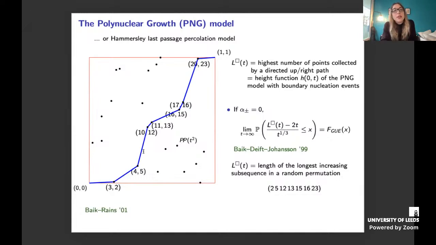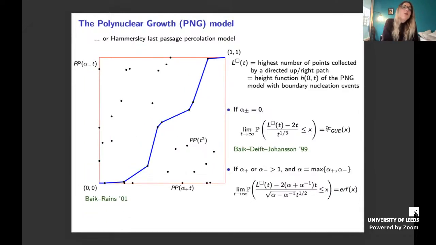For this model, it was proved that the fluctuations of the lengths are described by statistics that are the same as the models in the KPZ universality class, and the fluctuations are described by the GOE Tracy-Widom distribution. So they are the same as the fluctuations of the largest eigenvalue in a Gaussian unitary matrix. Okay, so now let's go back to the case where we have boundary events.